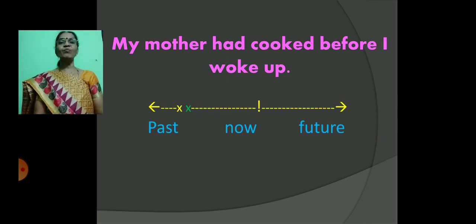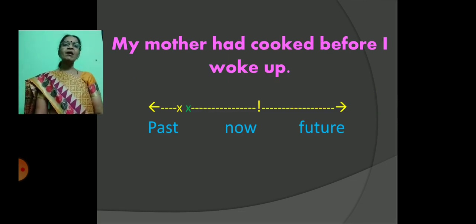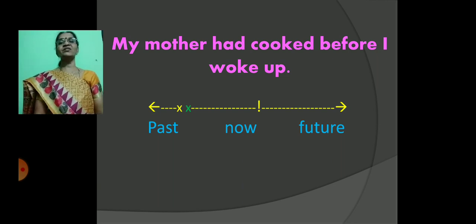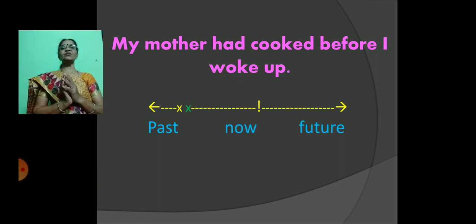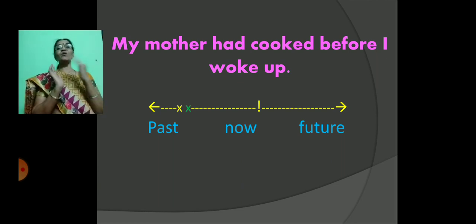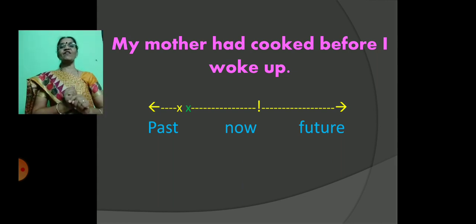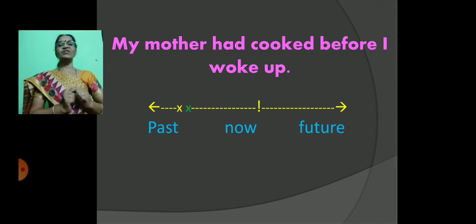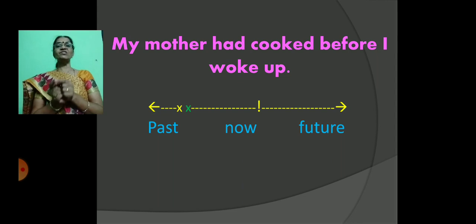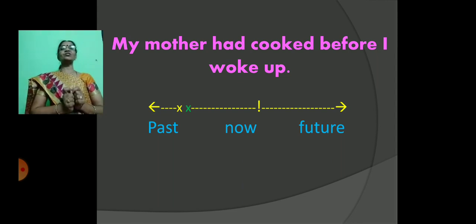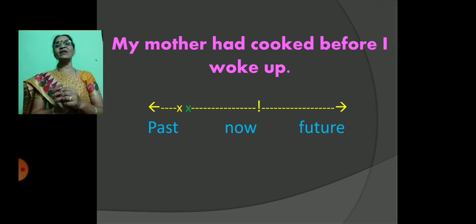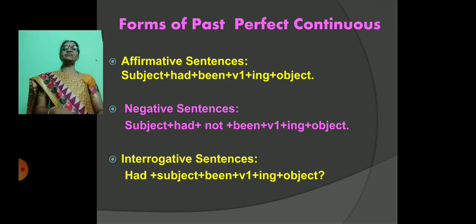With another example, you can just see here. My mother had cooked before I woke up. Again, you have got two actions here. One action has been completed. You woke up later, and what has your mother done before that? She has cooked. So two actions you can find there, one with the yellow mark and one with the green mark. So the action which is completed first, that is the yellow mark, you can say my mother had cooked, and then the next action over there. So both the actions take place in the past.